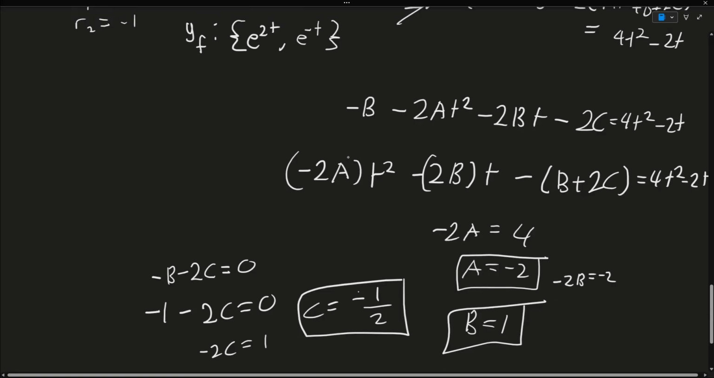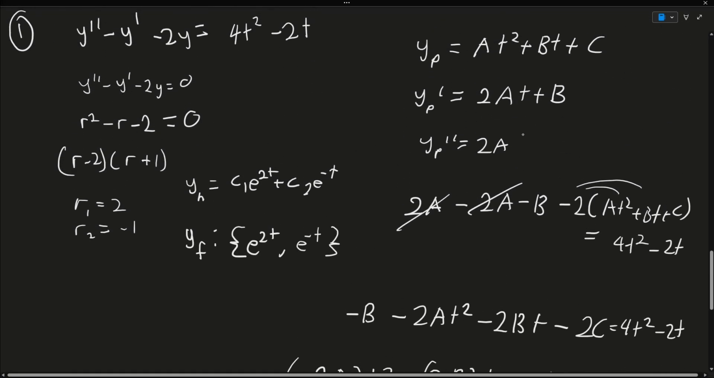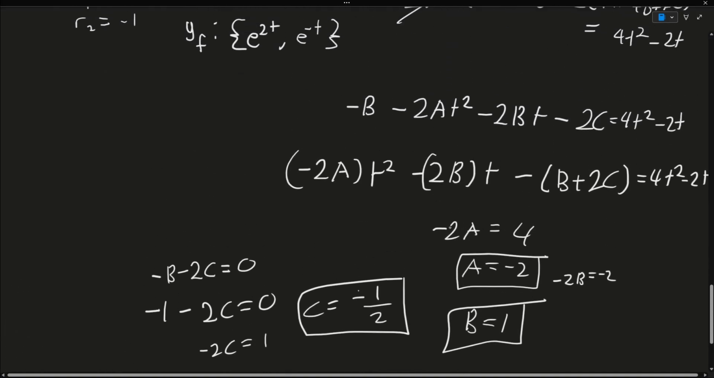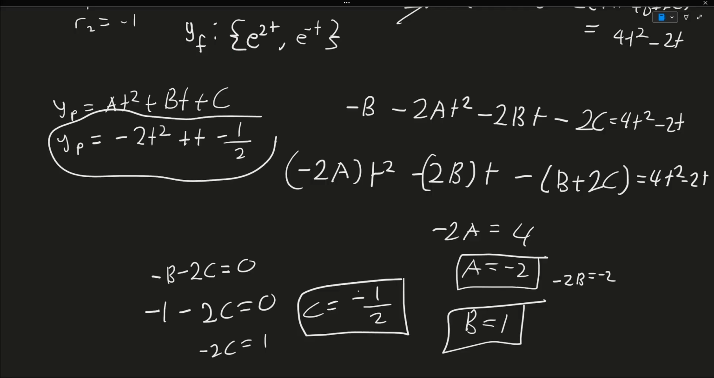So we can go ahead and plug for yp. Okay, what was yp? Let's just carry yp over here. It's just a second degree polynomial, so yp will be equal to at squared plus bt plus c. And now if we plug these constants in, it's going to be negative 2t squared plus t minus 1 over 2. Okay, this is our yp.